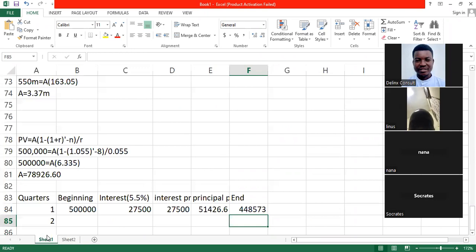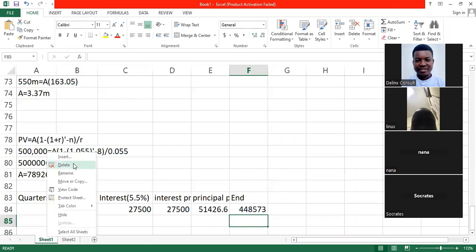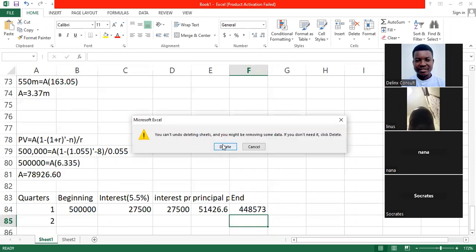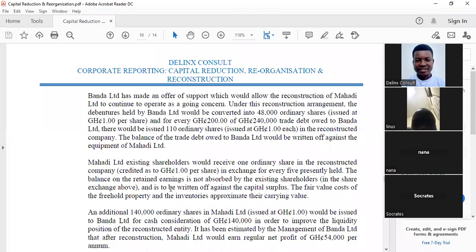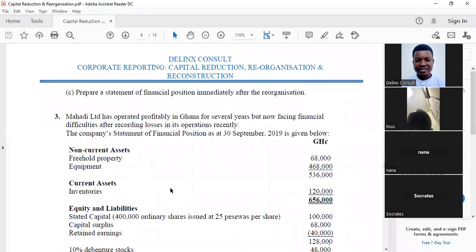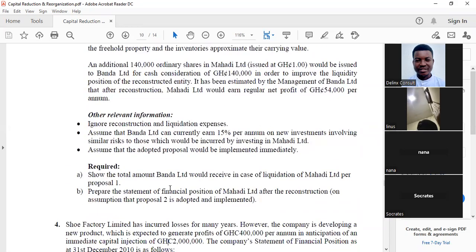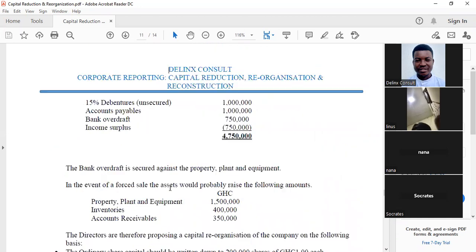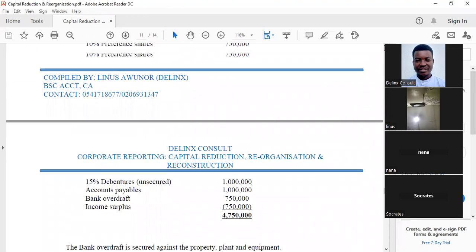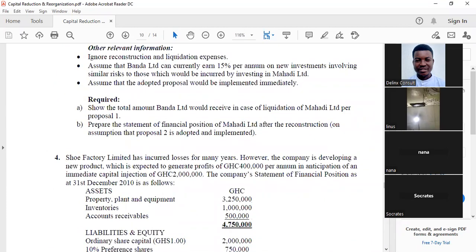Let's look at the next question, which will be our last question, question 4. Okay. Let's look at question 4. Someone should read question 4 for us.